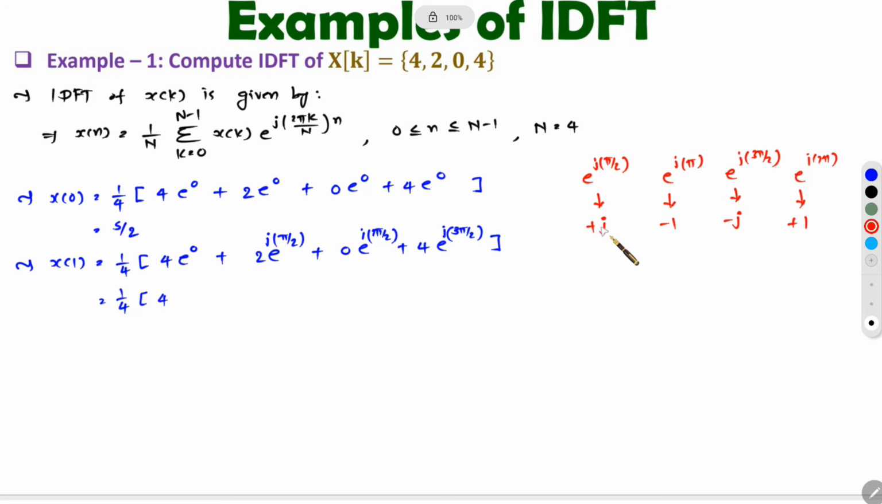So that will be plus j. But every time you cannot write sine and cosine terms over here, so in this sequence, you should remember. Here we have e to the power 0, so that is 1. Then here we have e to the power j pi by 2, so that is plus j. Then here we have 0. Then here we have 4 e to the power 3 pi by 2, that is minus j, right? So here we have 4 minus 2j by 4, so that will be 1 minus j by 2, right?